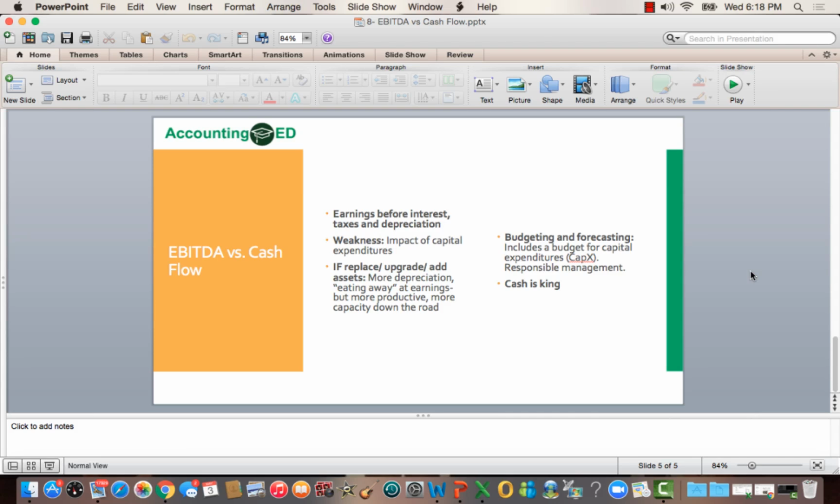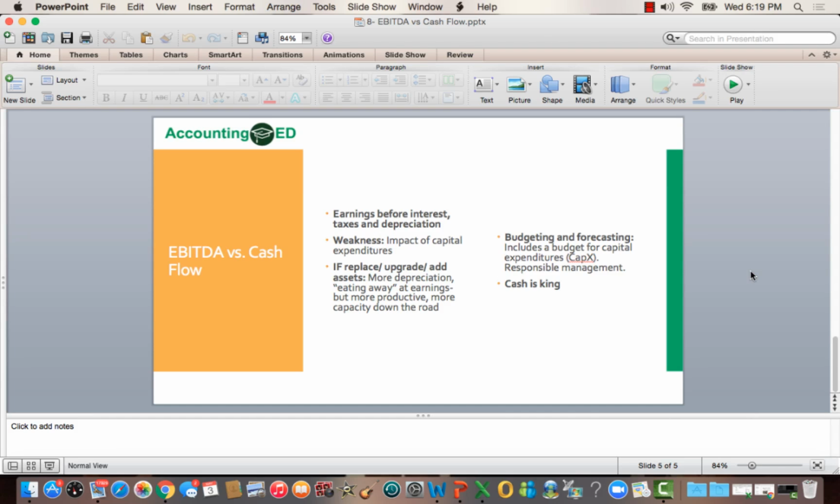But that's not necessarily a bad thing, because by adding, replacing assets, you're more productive. If you buy a new sewing machine, you'll produce more pants than the old sewing machine at a lower expense, lower maintenance expense. And you're also opening up more capacity down the road to grow. So buying more fixed assets and incurring more depreciation is not necessarily bad.